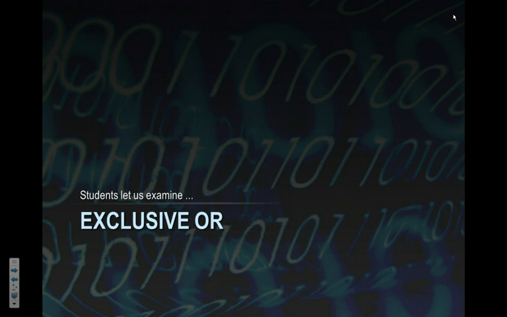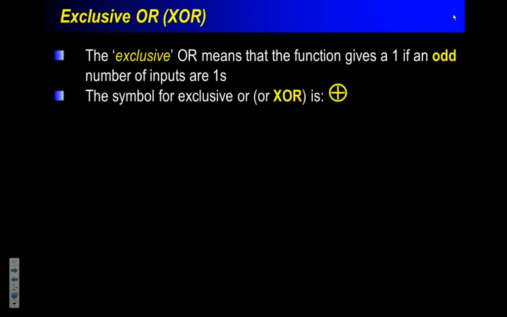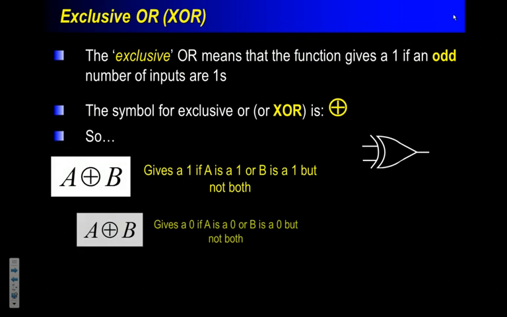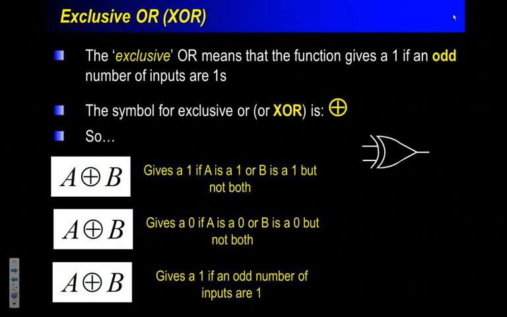There's some more examples. All right. And then finally, we have something called the exclusive OR, the XOR, for exclusive. Its gate looks like this. It's a variation on the OR gate. And its symbol looks like this. It's the plus symbol with a circle around it.